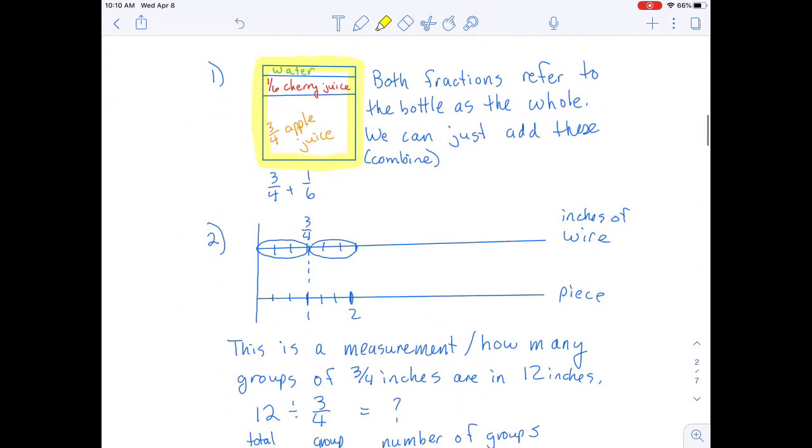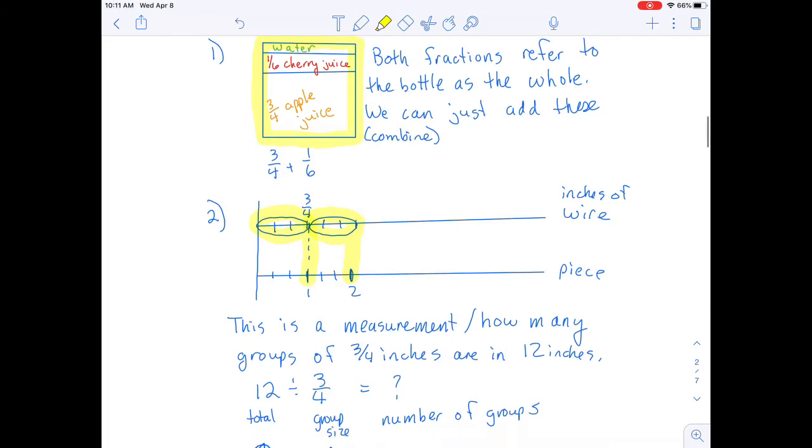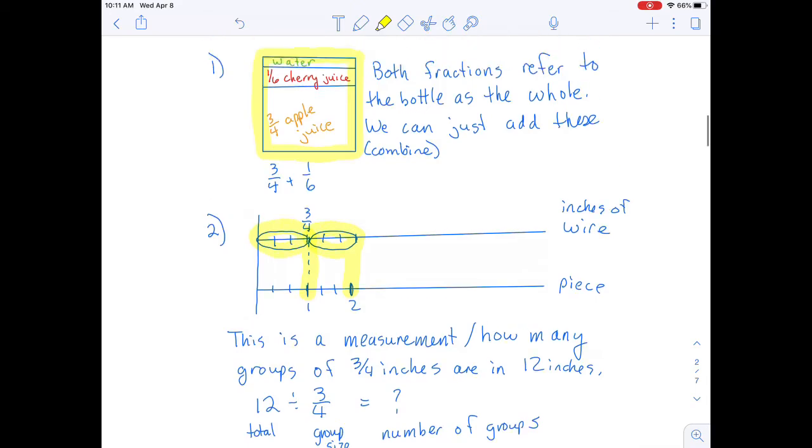So I'm going to look at a double number line with inches of wire and pieces, and I can circle 3/4 of an inch. That's 1 piece. Another 3/4 of an inch. That's another piece. No need to keep going. You don't have to solve these problems, but I can in my head go, oh, that's like one of those measurement division problems. This is going to be 12 total inches divided by 3/4 of an inch per piece gives me the number of groups. So 12 divided by 3/4.